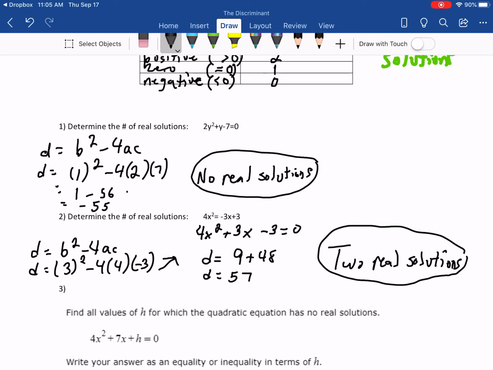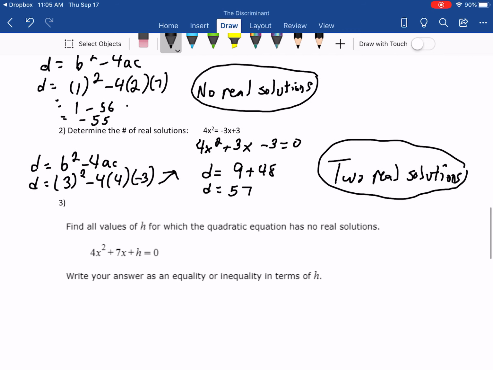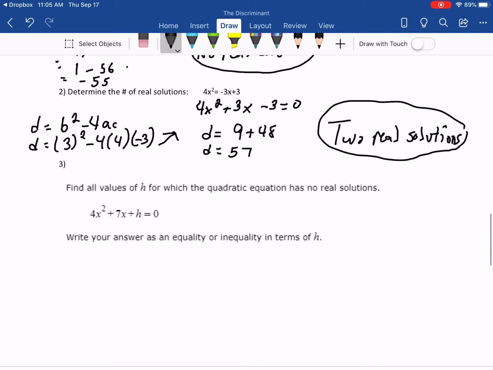Okay. The next questions are different. We want to know for some value, this one, number 3, h. For what values of h is this equation not going to have any real solutions? So this means no real solutions, means the discriminant is negative or less than 0. So we want discriminant less than 0. Let's set it up. We want b squared minus 4ac to be less than 0.